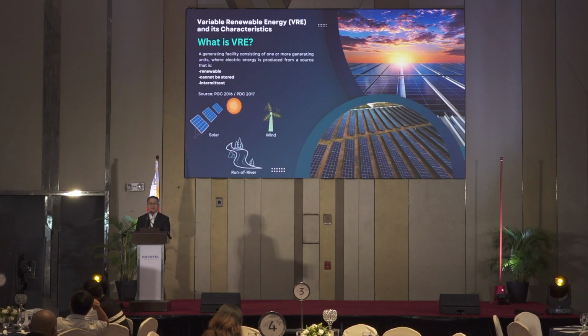In Meralco's definition, we have renewable EGs, but these can also be classified between non-variable and variable EGs. The main difference is that non-variable EGs have direct control over their output, based on the fuel source, and variable EGs have intermittent or varying output. I'll give a brief explanation of VRE. It is a generating facility consisting of one or more generating units where electricity is produced from a source that is renewable, or cannot be stored unless you're using a battery, or is intermittent in nature.